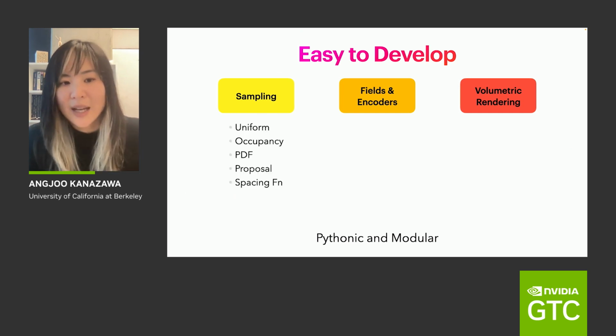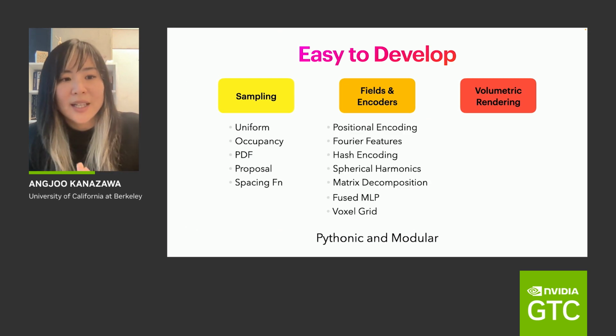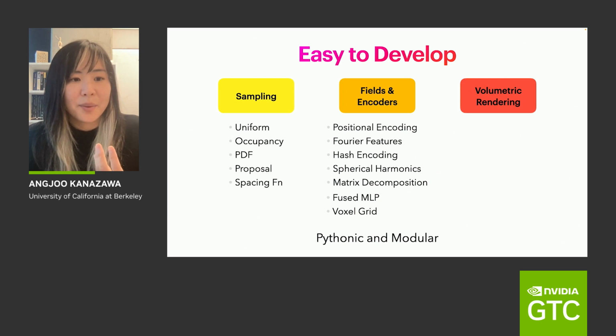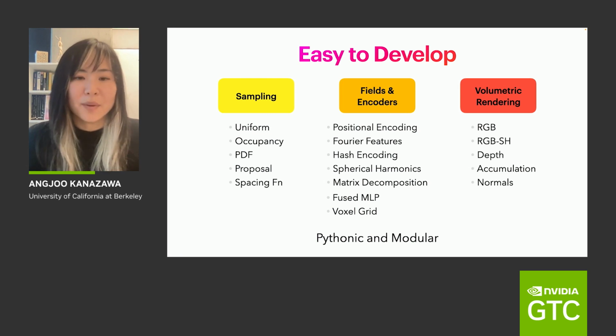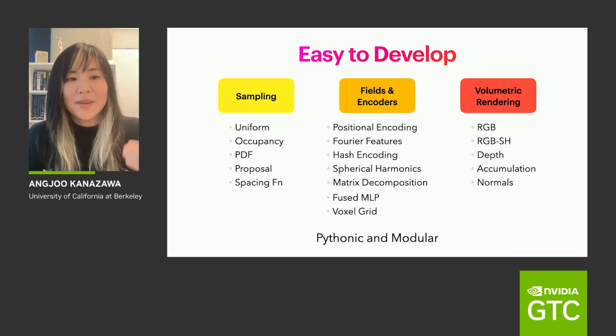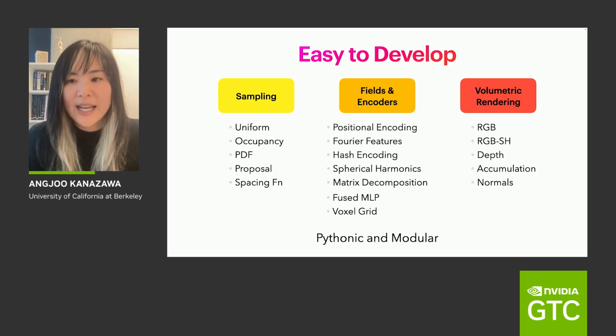So for example, these types of different sampling approaches, different types of fields that includes InstantNGP type approaches or Plenoxels-like approaches, or everything in between. Also, we implemented this volumetric rendering, which you can actually render all sorts of things. Okay, and so that's how we have this modular baseline.